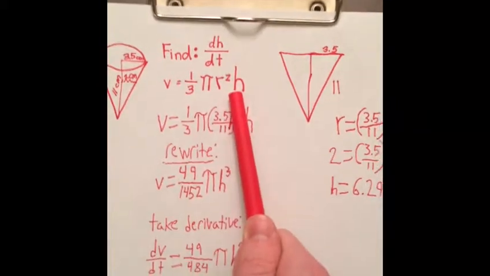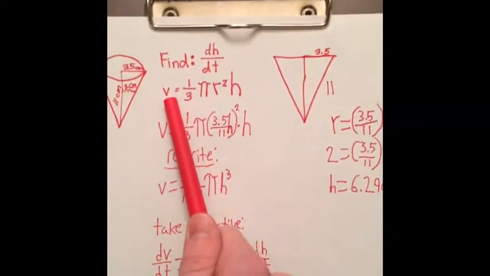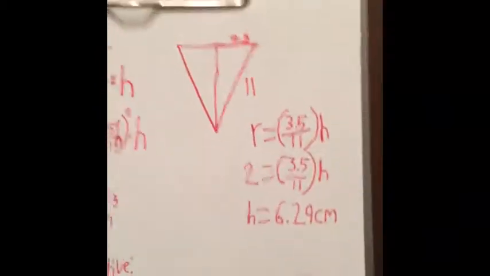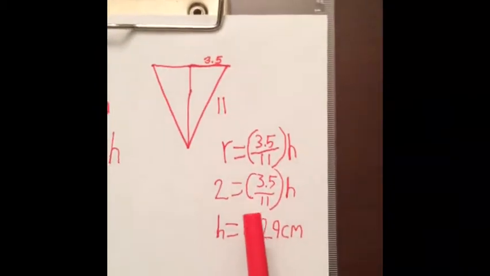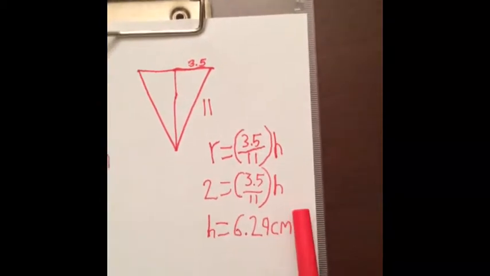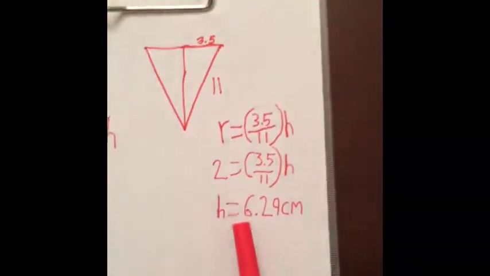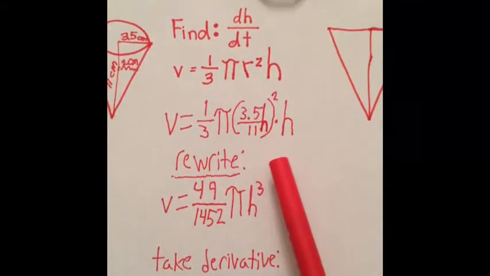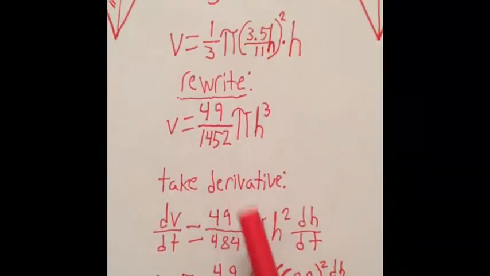We want to have only one variable h in addition to the V, so we need to find what r is in terms of h. We can use ratios, so we found that r is equal to 3.5 over 11 h, and we found what the height was at the point where the radius was 2 centimeters to find our new volume equation, plugging in h for r, and we rewrote it to make it simpler.